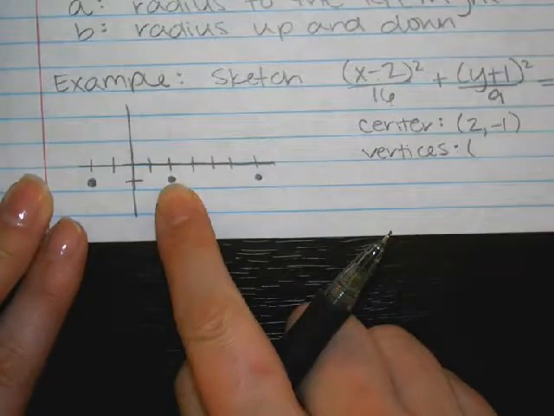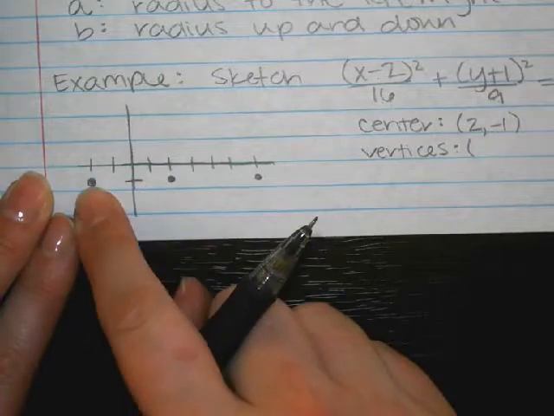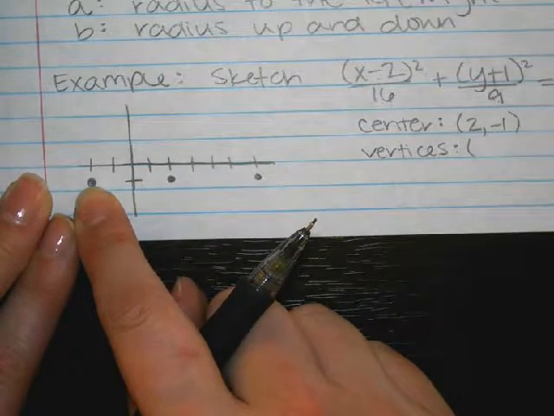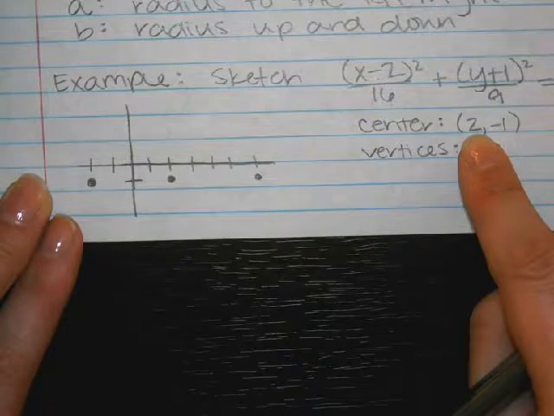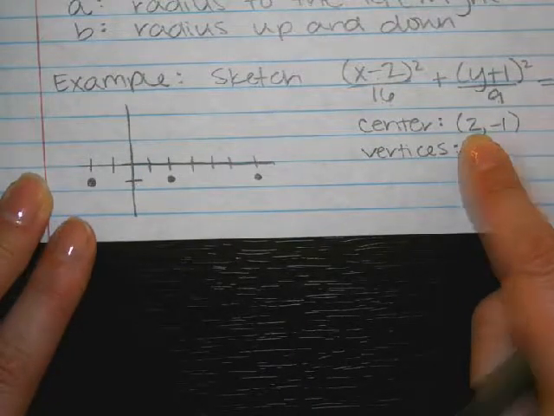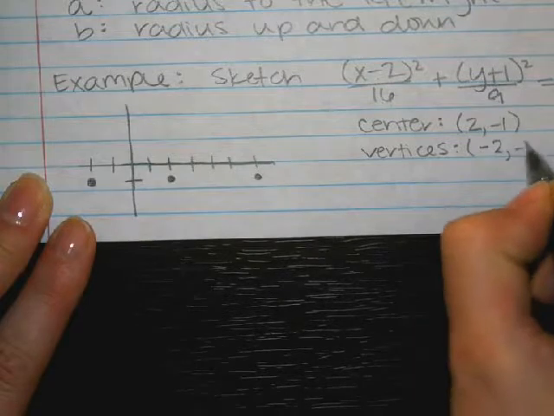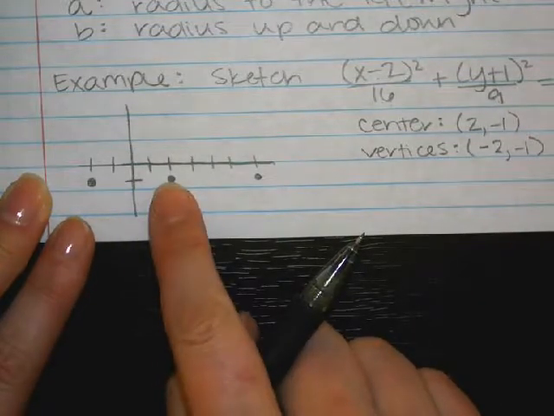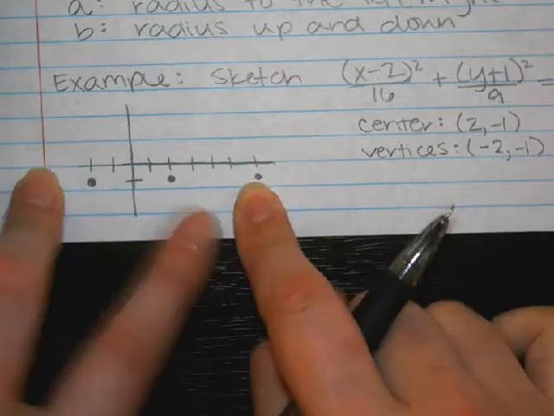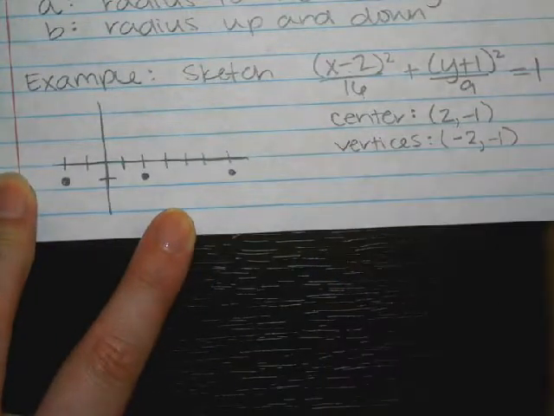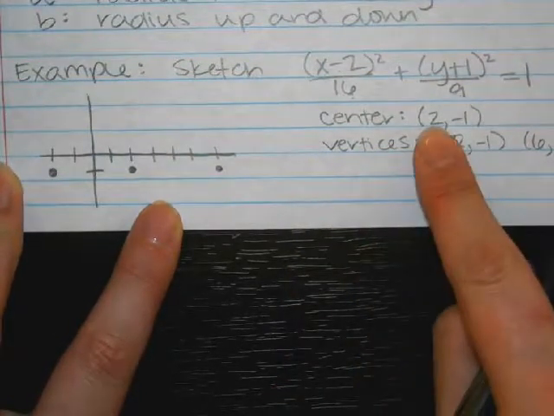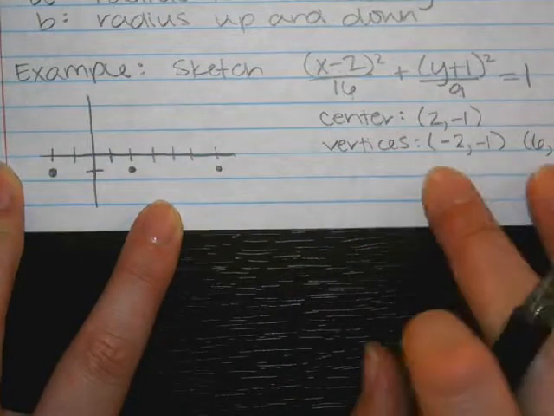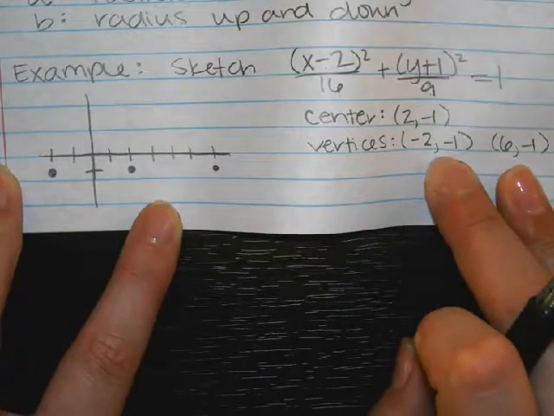We had the point 2, negative 1, and we went to the left 4, which gave us the point negative 2, negative 1. And you can get that by looking at the picture, or you can get it by taking your x coordinate and subtracting 4, since you went to the left. So that's negative 2, negative 1. And we went to the right 4, we had 2, negative 1, move it to the right 4 gives us 6, negative 1. So again, you can get that either from the picture, or you could take your x coordinate and add 4 to it. So your other vertex is 6, negative 1.